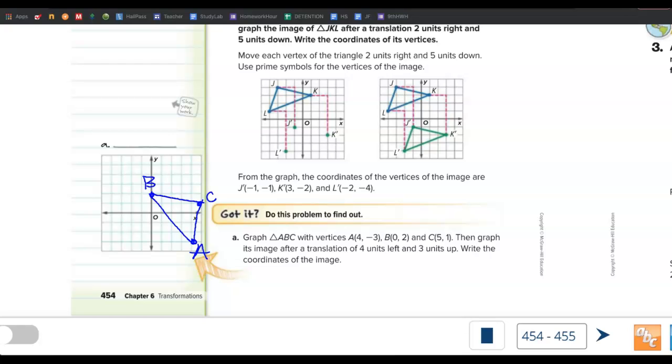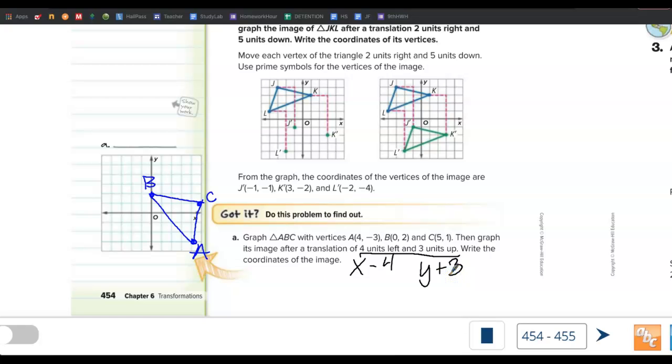Okay, then it says its image is after a translation of 4 units left and 3 units up. Left is which one? X or Y? X. So I'm going to move my X's 4 units left. Left would be add or subtract? So I'm going to subtract what from each X? 4. Okay, 3 units up would be Y, and I would go up 3. But honestly, do I need to know that?